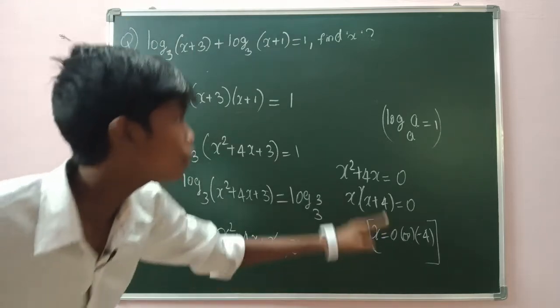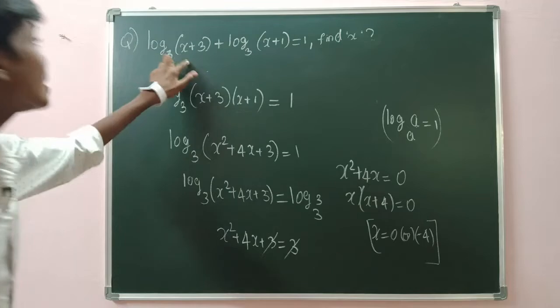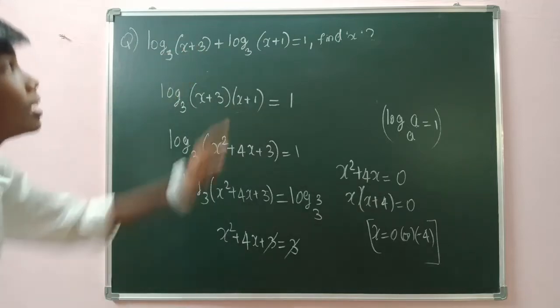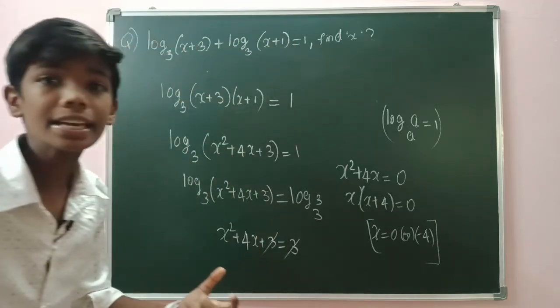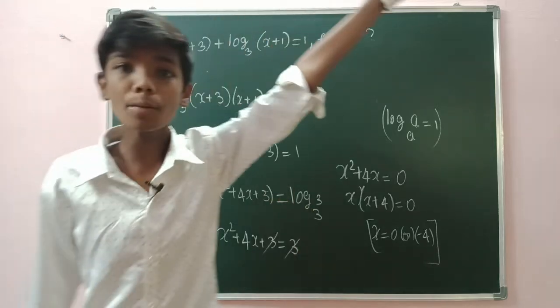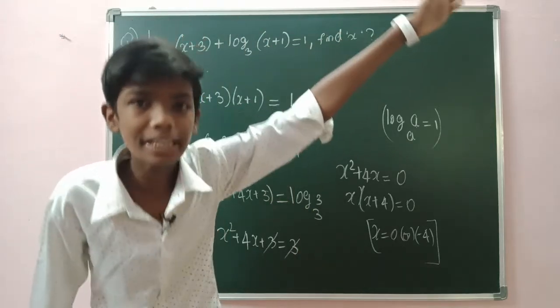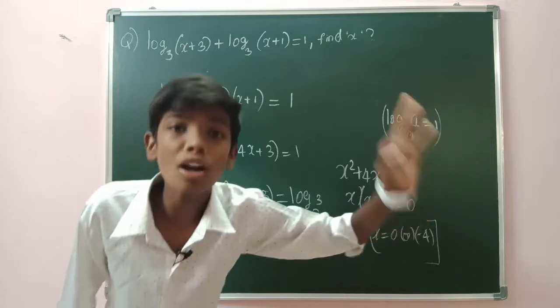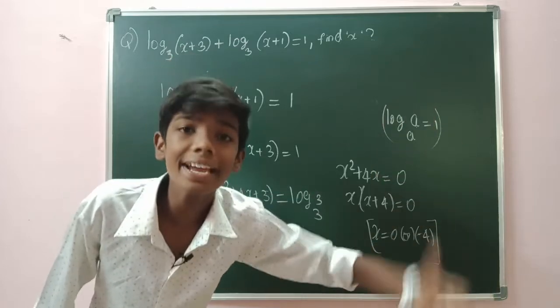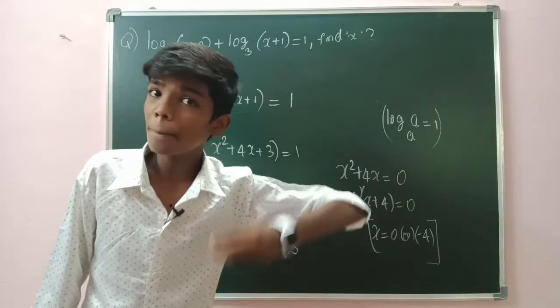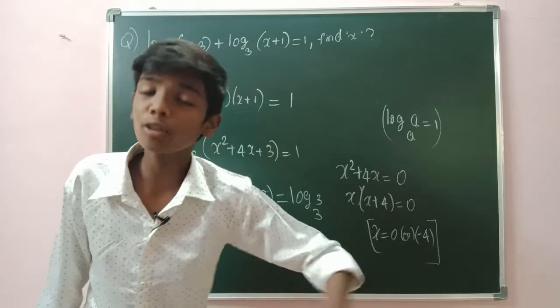But when you put x as minus 4, I will get minus 4 plus 3, that is minus 1, and minus 4 plus 1, that is minus 3. So log of any negative number is not at all defined. That's a condition. Your logarithm is not defined when your argument is negative, and if your base is negative also, it's not defined.